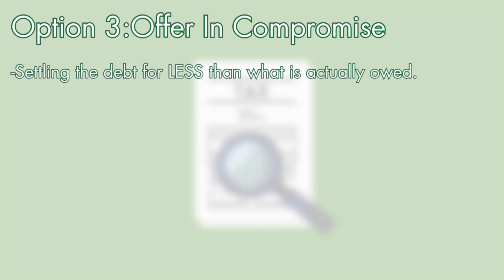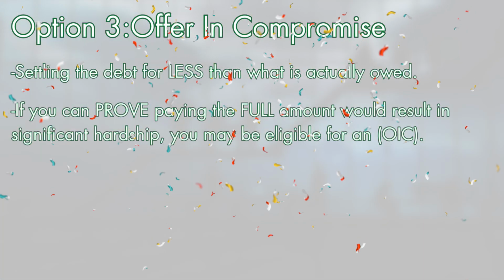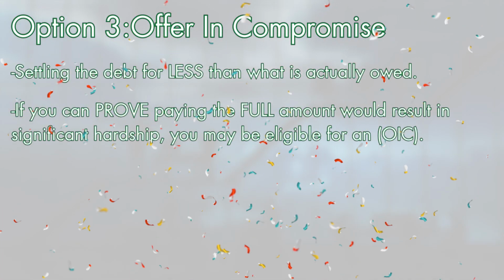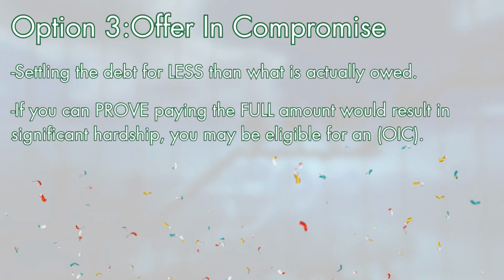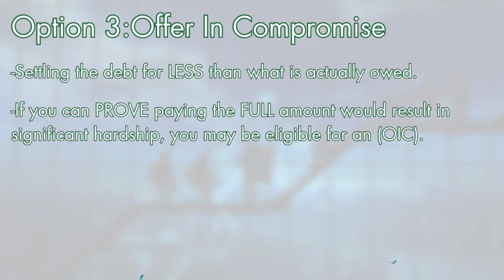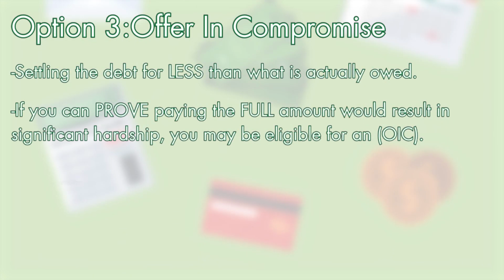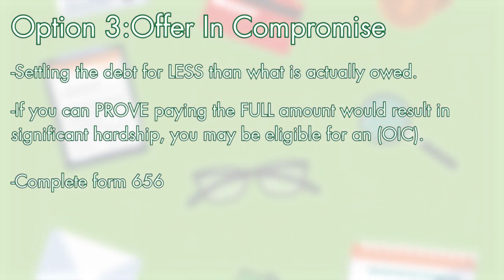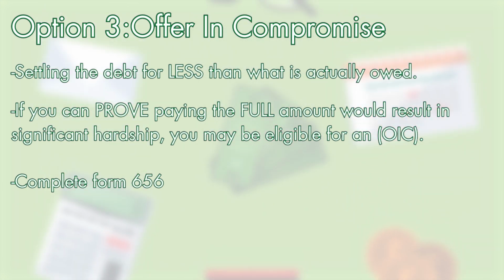Moving on to option 3, the offer in compromise. This is essentially settling the debt for way less than what you originally owe. So if you can prove that paying the full amount that you owe would result in a significant hardship, then you may qualify. So you're going to have to check your eligibility on the IRS website, and in order to apply, you must complete 2 different forms, okay? The first one is going to be Form 656, okay?